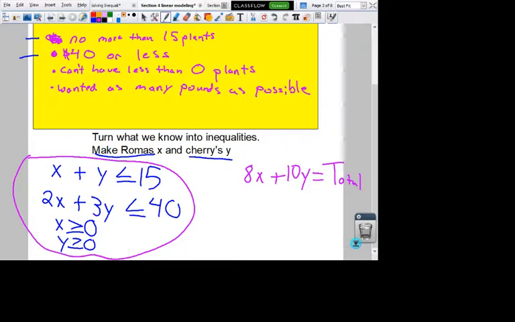Wait, is it just equals? Nope, it's less than or equal to right here. So we have to put that in? Yep, you have to put the less than or equal to part. Let me get that going here.